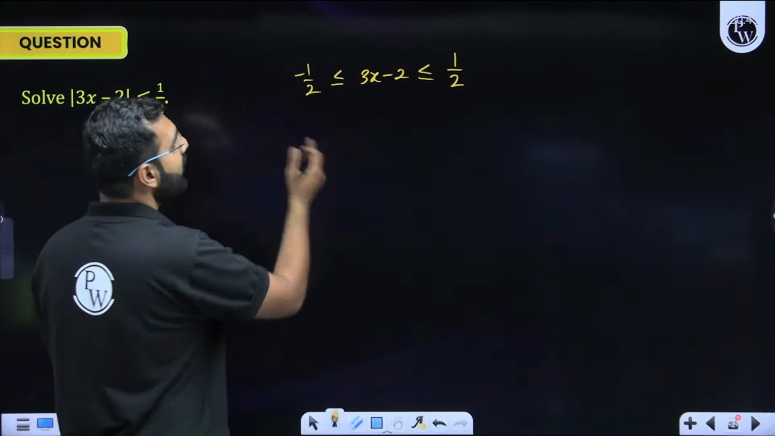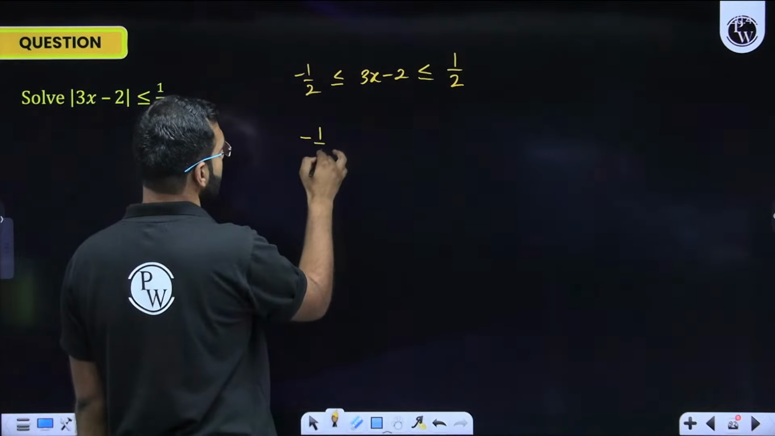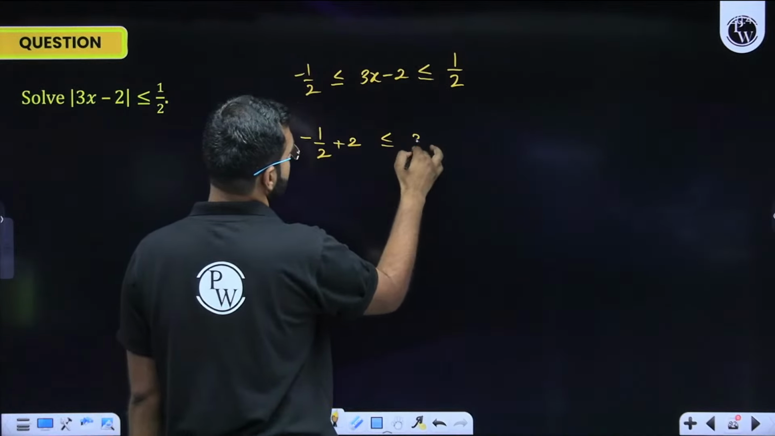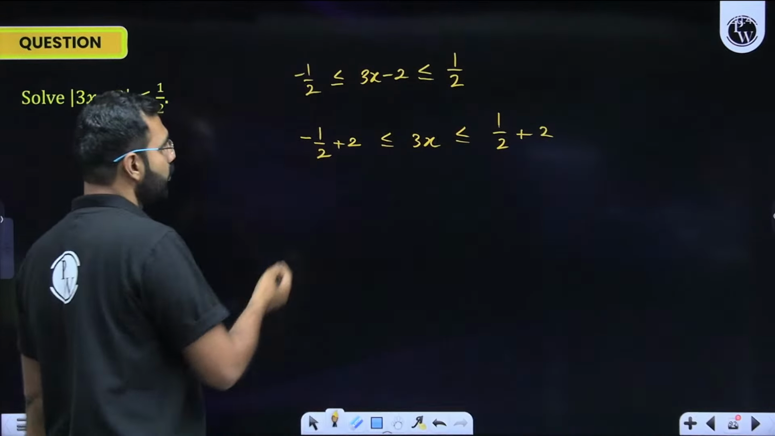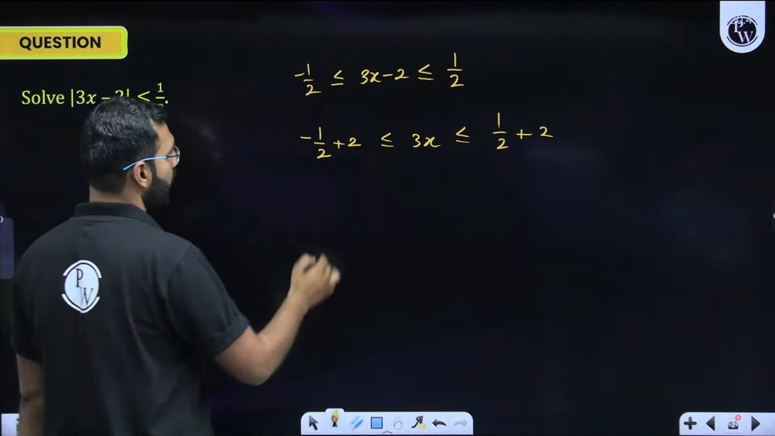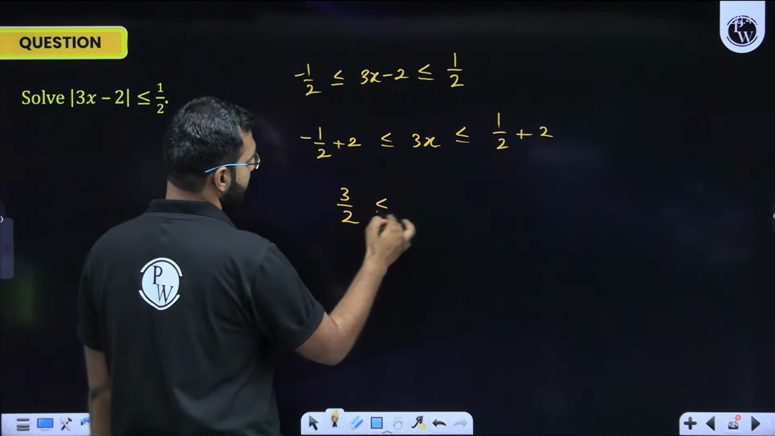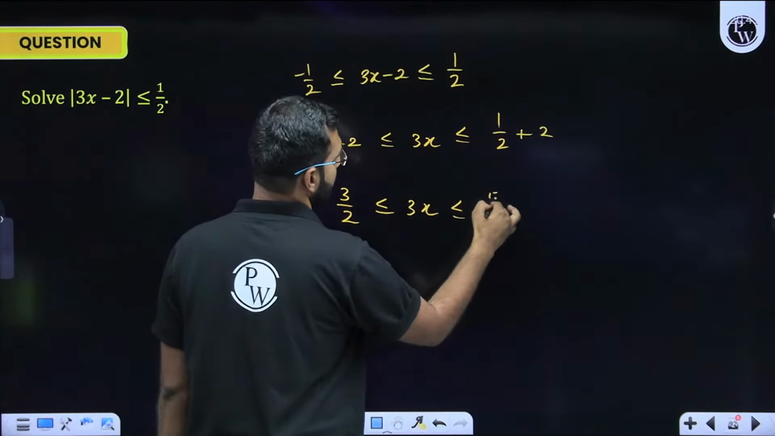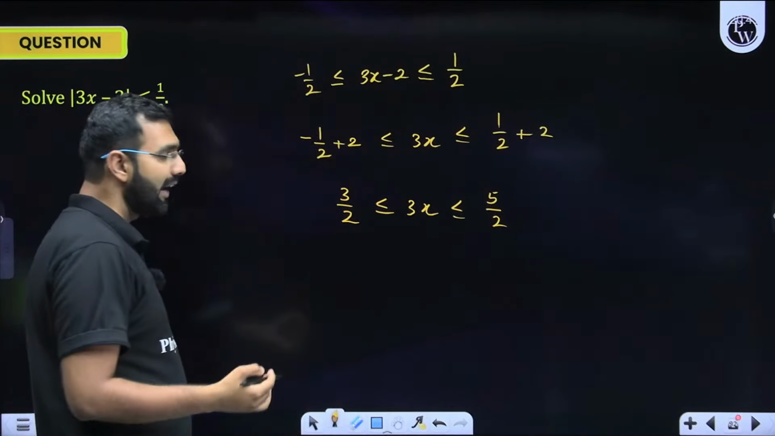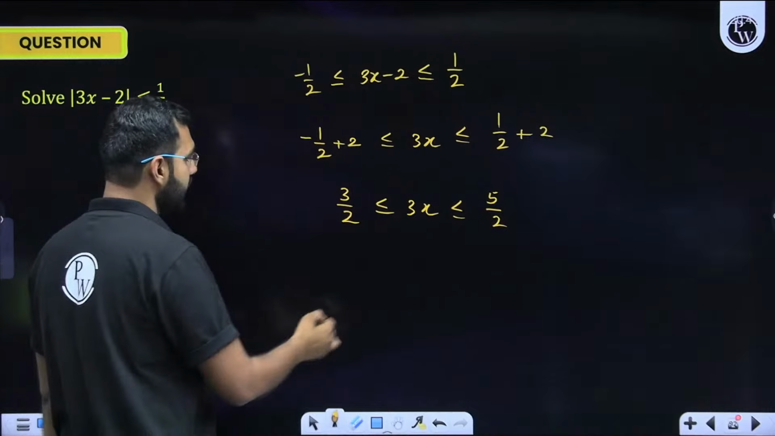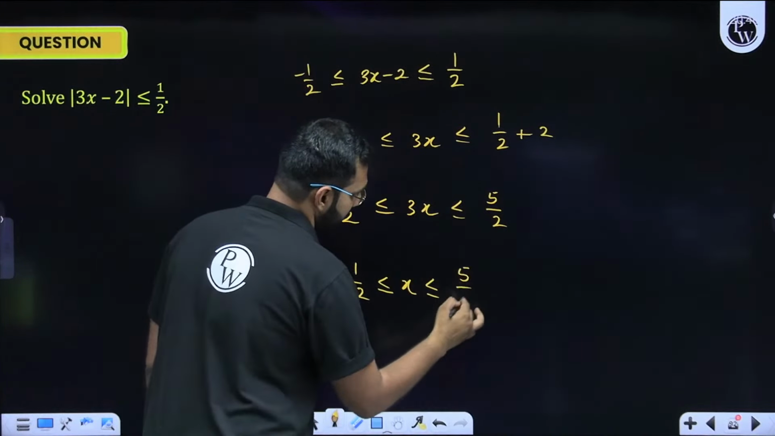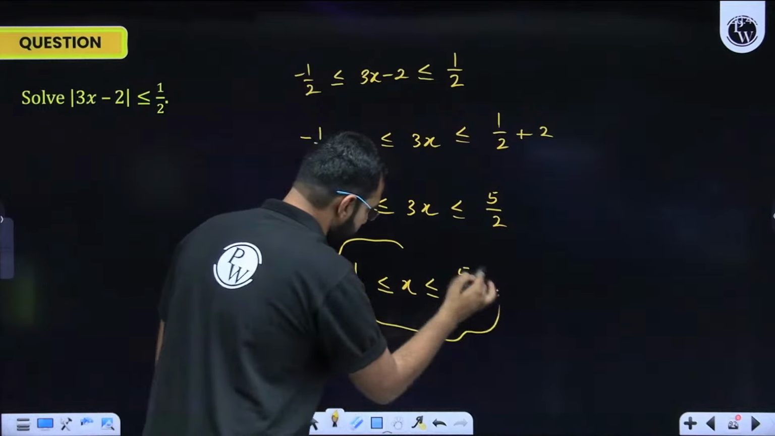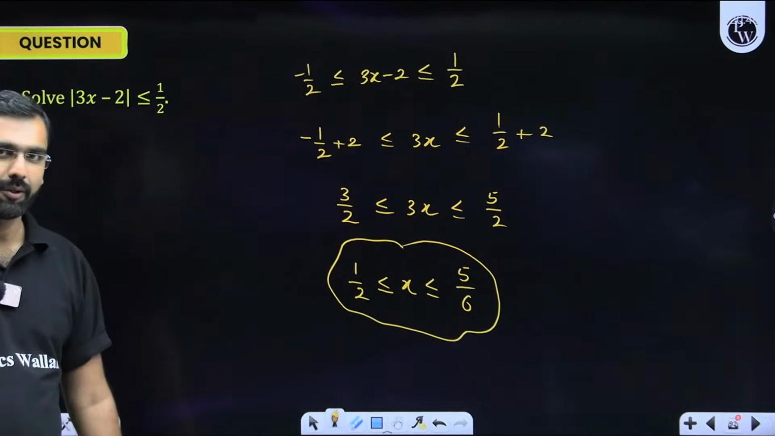So if I add 2 on both sides, it will be minus 1 by 2 plus 2 less than or equal to 3x less than or equal to 1 by 2 plus 2. So here it will be 2 minus 1 by 2, that is 3 by 2. I hope you're understanding it. So 3 by 2 less than or equal to 3x, and this is 5 by 2. If I divide all three sides by 3, it will be 1 by 2 less than or equal to x, less than or equal to 5 by 6. That's your final answer. Was it not easy and simple?